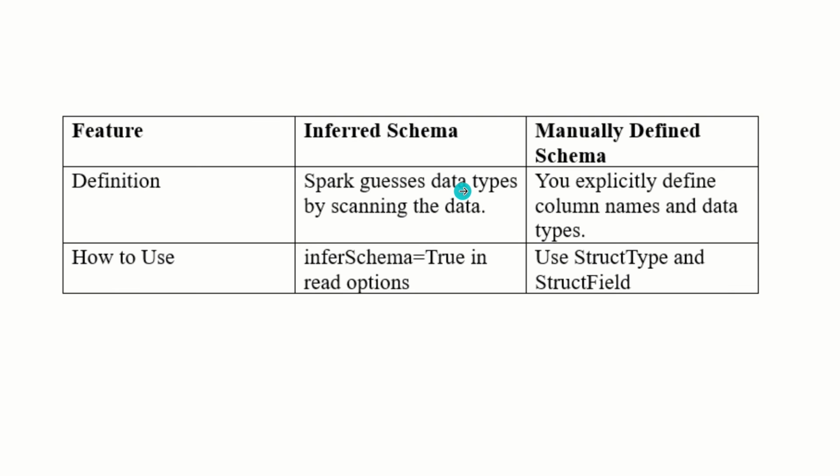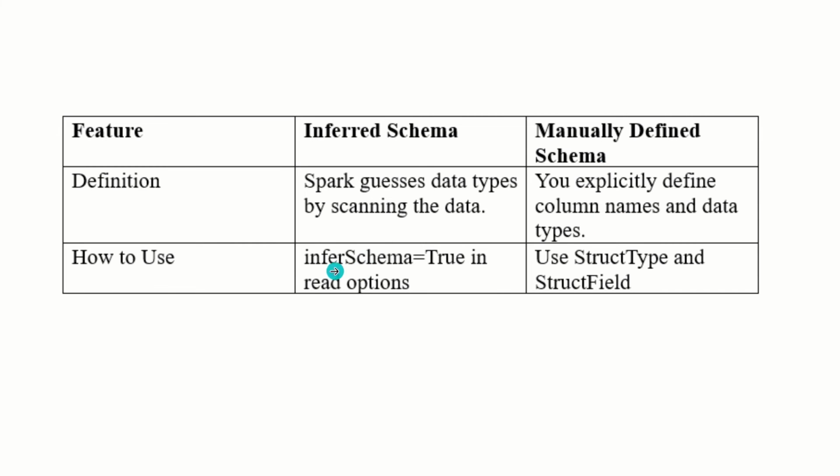So now we have two mechanisms available. I'll be showing you with the practical today as well. One way is inferred schema, the second is manually defined schema. Inferred schema means that Spark will automatically recognize the schema. Spark guesses the data types by scanning the data. It's called inferred schema. It means we don't have to bother, because everything will be done by Spark itself. But in the other case, we have to explicitly define the column names and data types. That's why it's called manually defined schema.